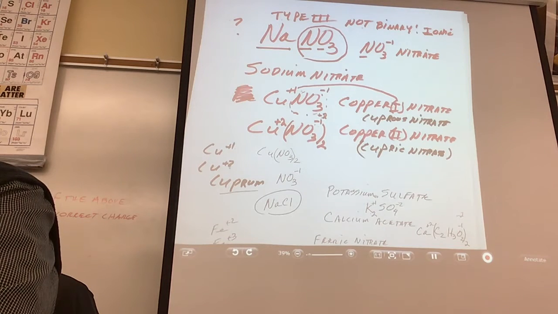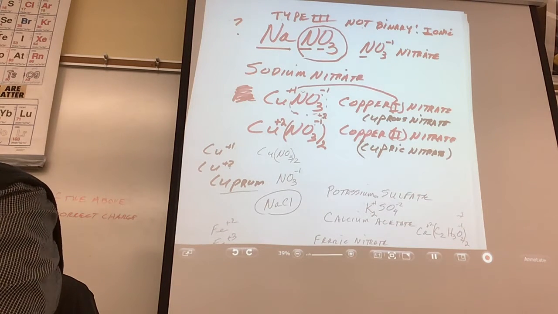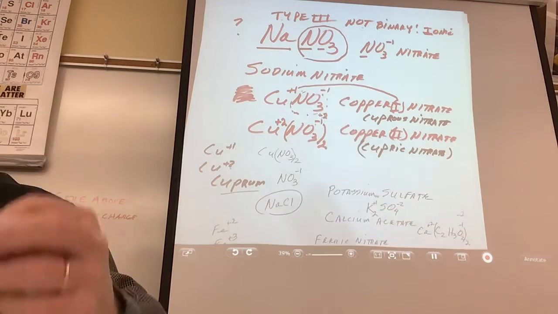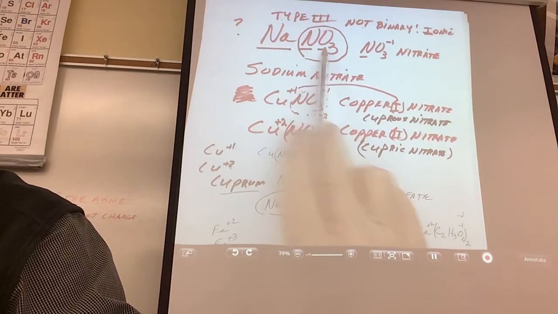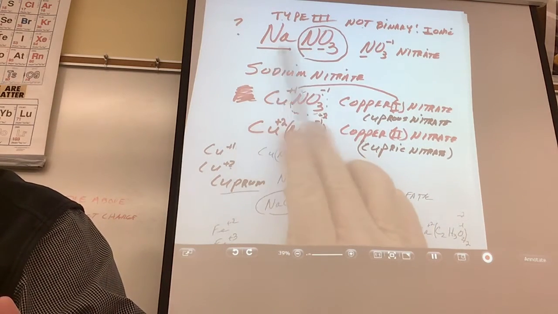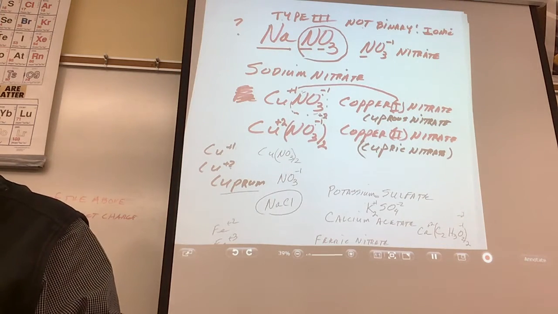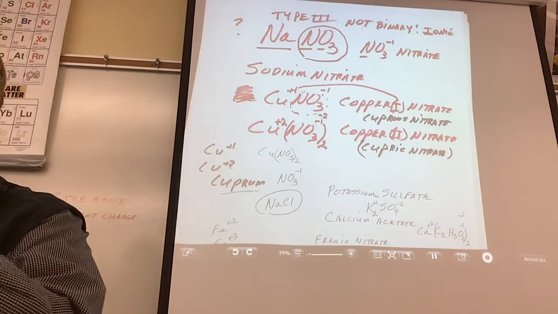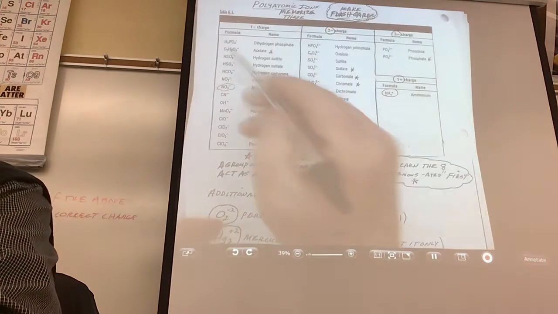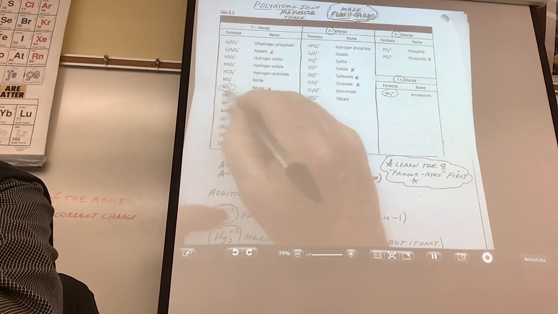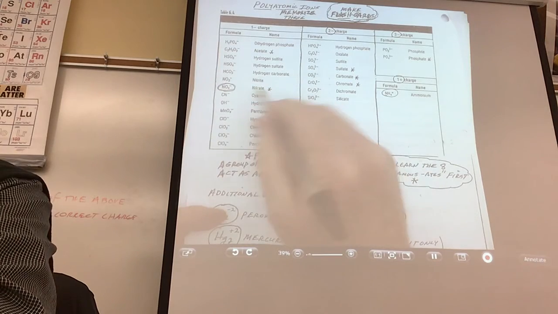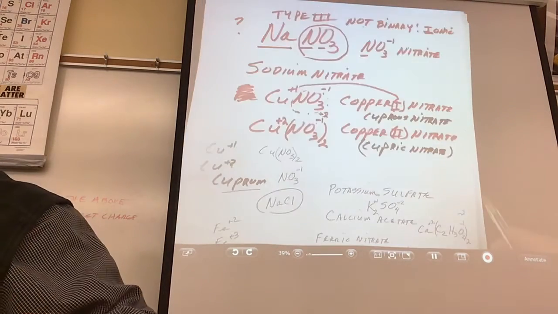Never. Got that? So, if you were to look at your polyatomic ions, and you look at this, say, whoa, there's more than two elements. This is not binary. I'm going to go look for polyatomic ions. So you go over here, and you say, I found you, right there. Somebody already named you nitrate, and you're a -1 charge.